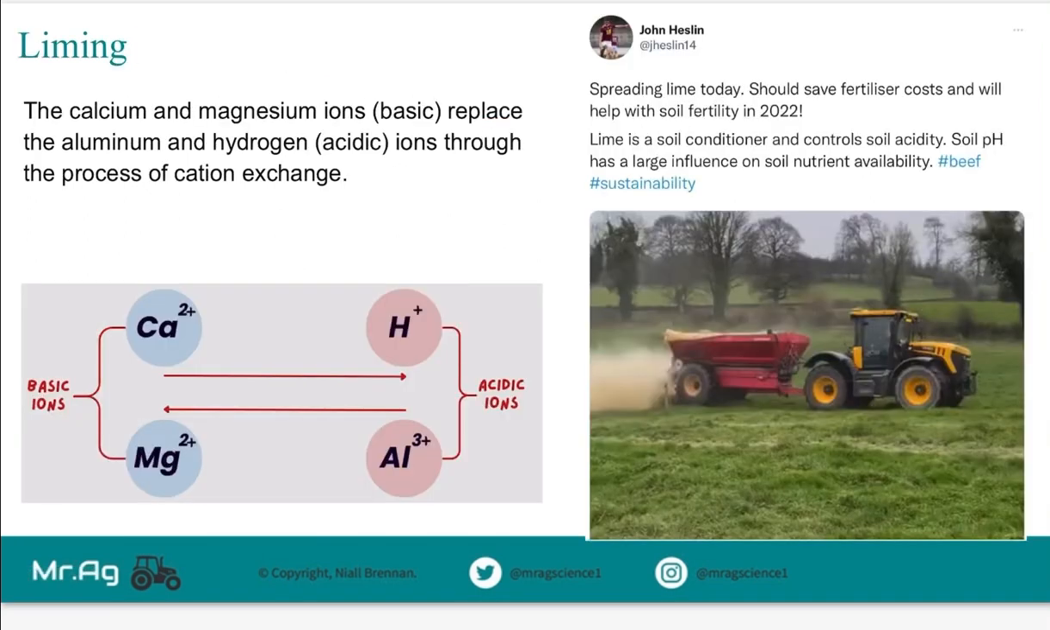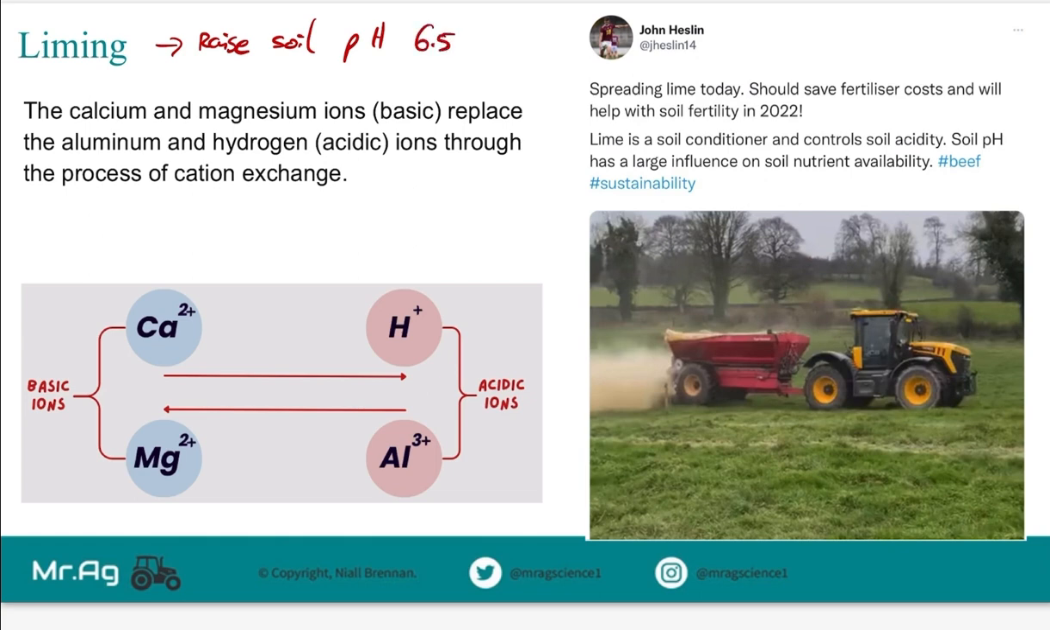The main example of cation exchange is in liming. Liming is where our calcium and magnesium ions, both basic ions, replace the aluminium and hydrogen acidic ions through the process of cation exchange. The main reason we lime our land is to raise the soil's pH up to the ideal of 6.5.